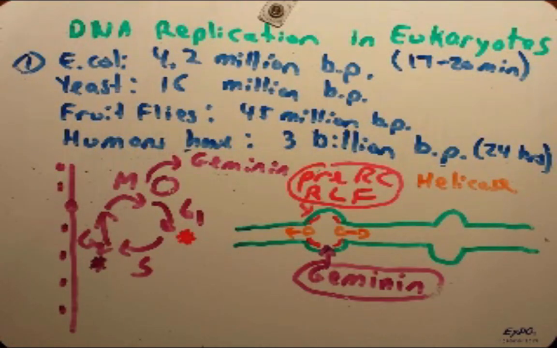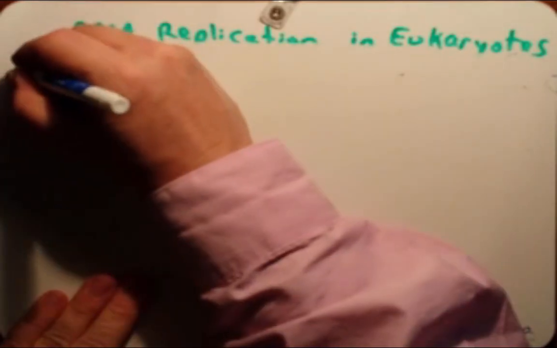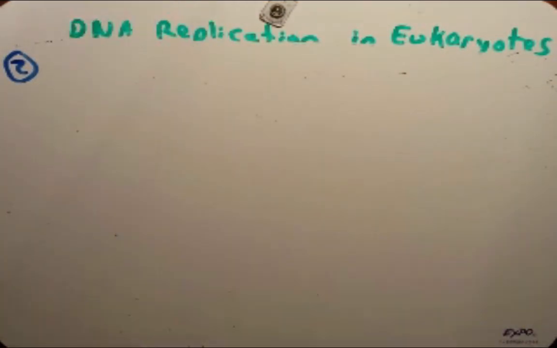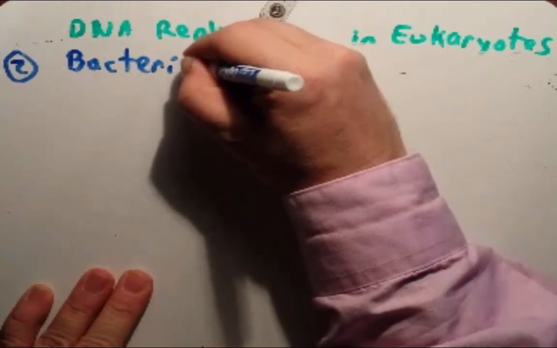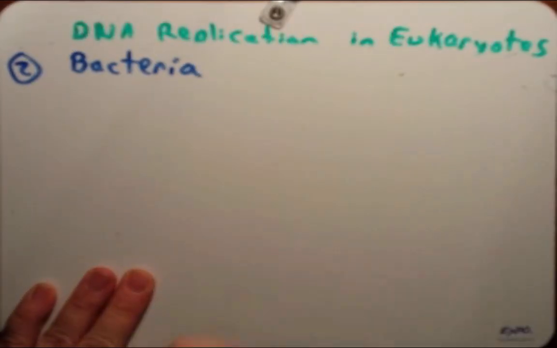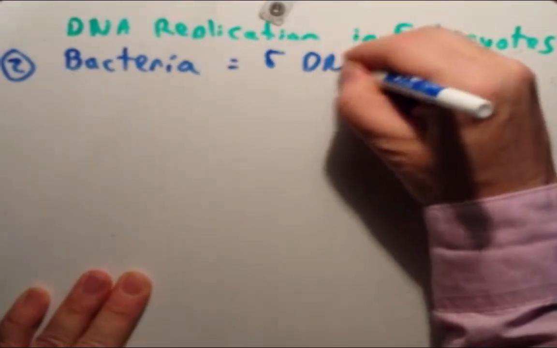Okay, I'm going to go ahead and erase this. The next difference I want to point out here, so I'll put a 2, is that bacteria have 5 DNA polymerases.